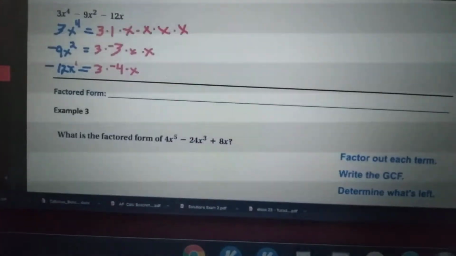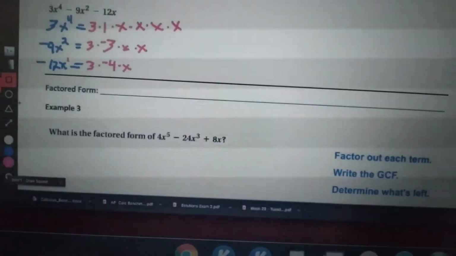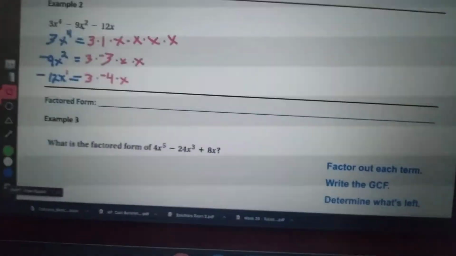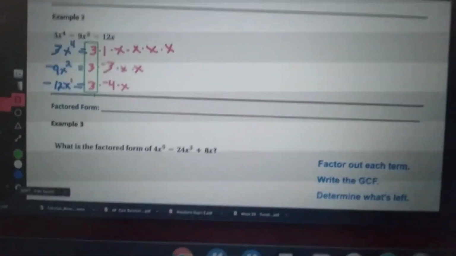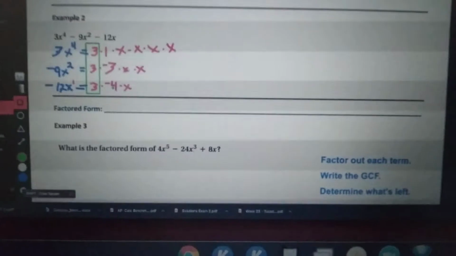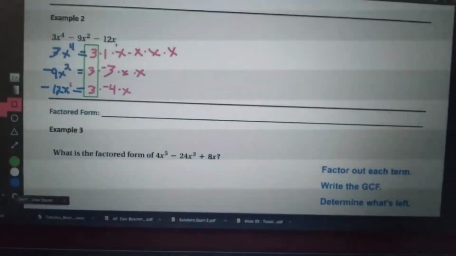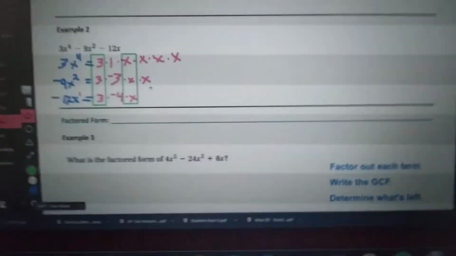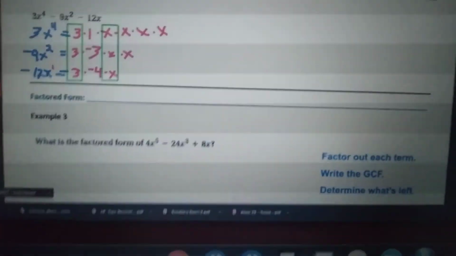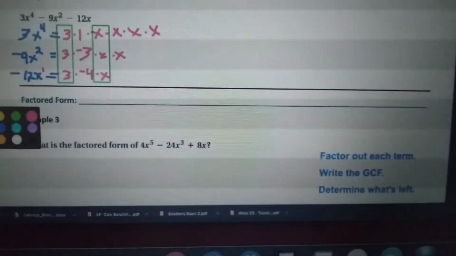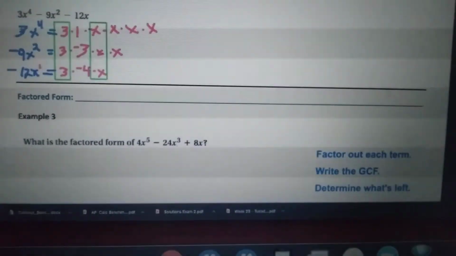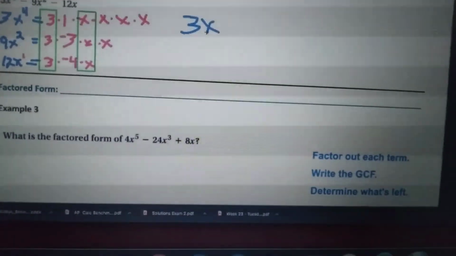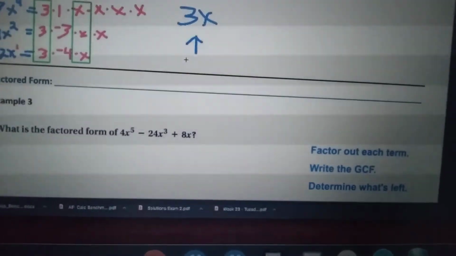So then you go back and now take a look. Let's see which one do they all have in common. Well, every single term has a 3 in common. And then 1, negative 3, negative 4, nope, not the same. And oh, I have 3 x's lined up. And then once they don't match up, I'm done. So my GCF is 3x. This is my GCF.